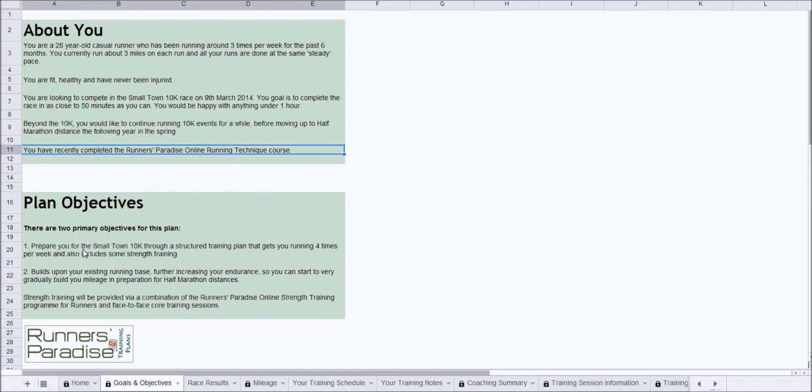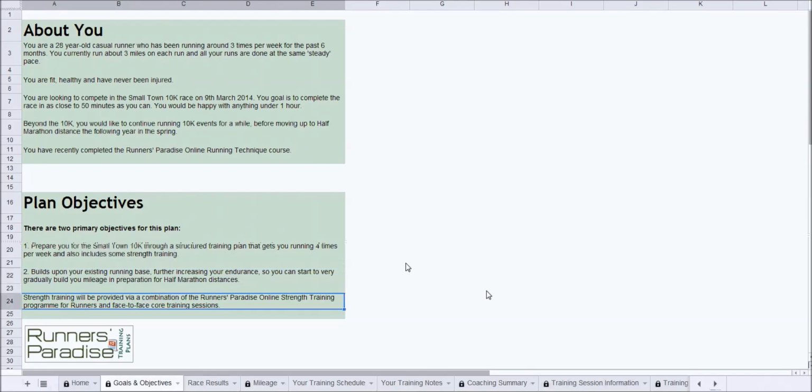In terms of objectives, there are 2 primary objectives for John's plan. We want to prepare him for the Small Town 10K through a structured training plan that gets him running 4 times per week and also includes some strength and conditioning training to support his work. And we want to build upon his existing running base so he can increase his endurance and start to gradually build up in preparation for a half marathon distance race.